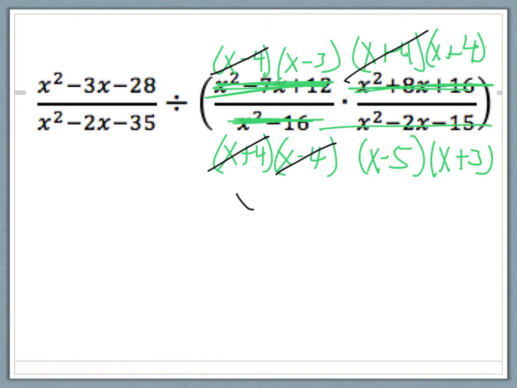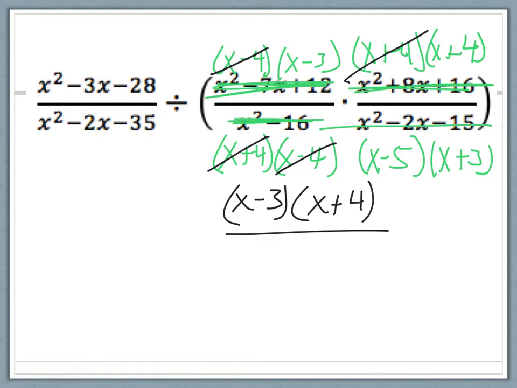We have x minus 3, x plus 4 over x minus 5, and x plus 3. Bring down the division sign. Okay, and let's go ahead.